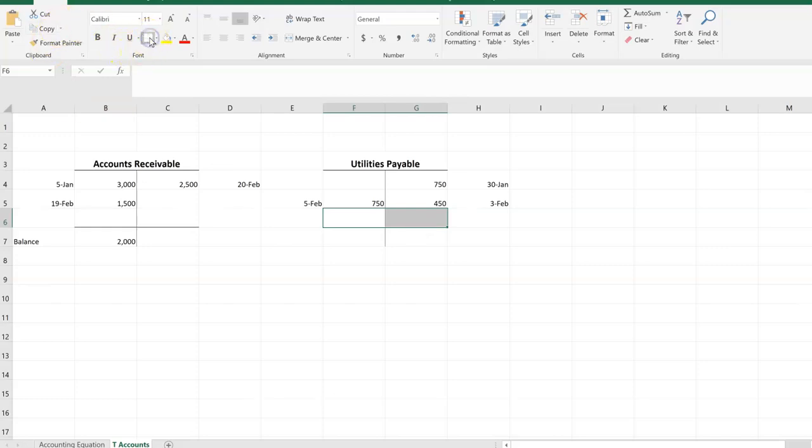So what's the balance in utilities payable? Well, my debits are $750. My credits are $1,200. And the difference is $450. That's my balance. Okay. That's how you calculate the balance in a T account.